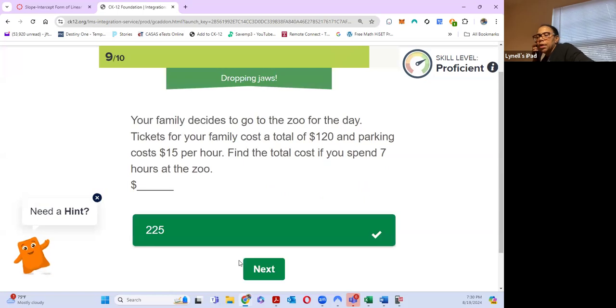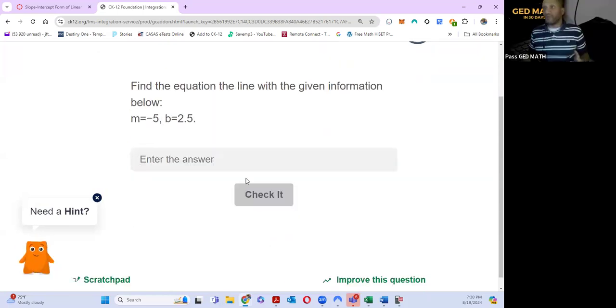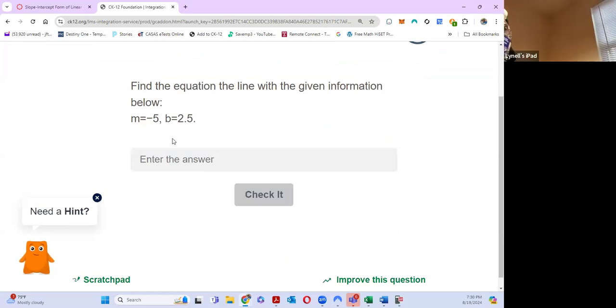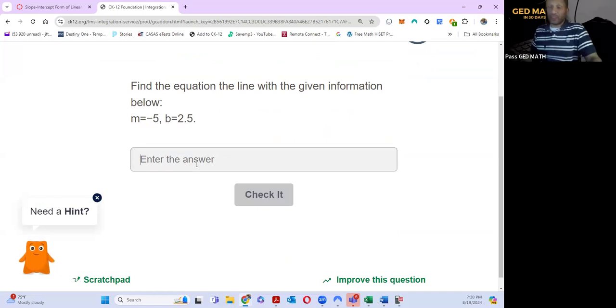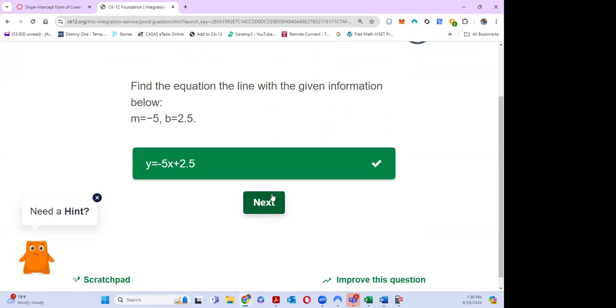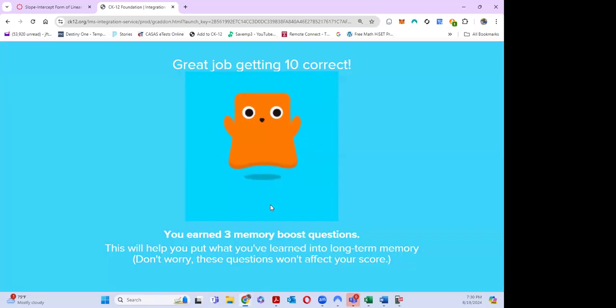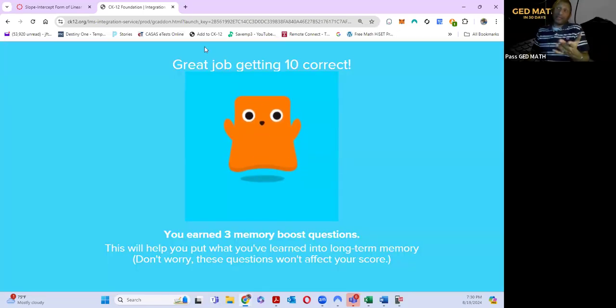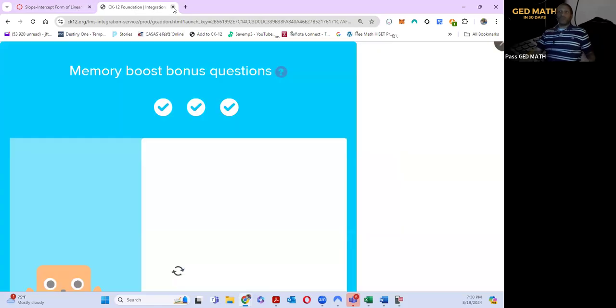That's what you do every time. Again, slope is minus 5. No. Our y-intercept is 2.5. Our slope-intercept form is y equal mx plus b. Y equal negative 5x plus 2.5. And they said I got 10 right. And that's what you do every step of the way.